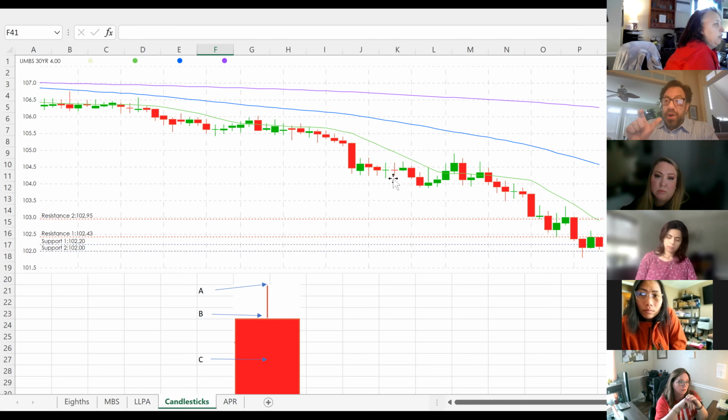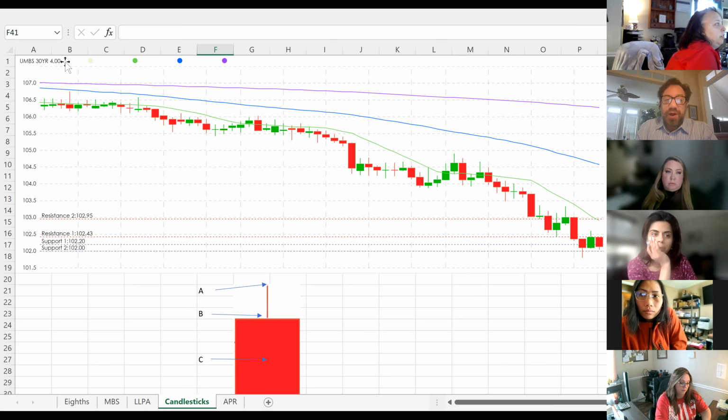So the rate is the rate. The price is really the points. Some people use the term price to mean rate and points combined. But either way, what this is, is a chart of a mortgage-backed security at 4%.